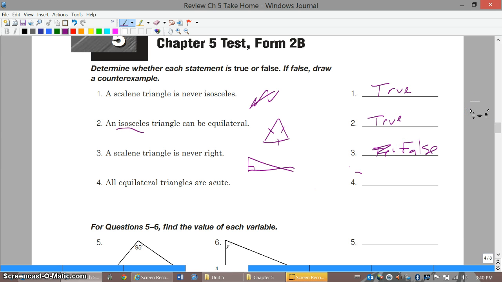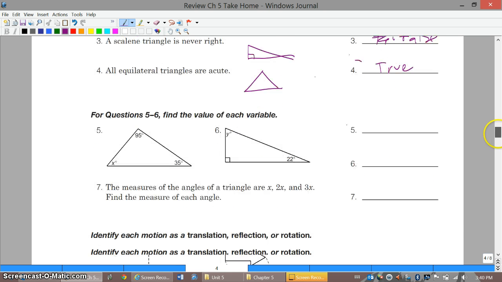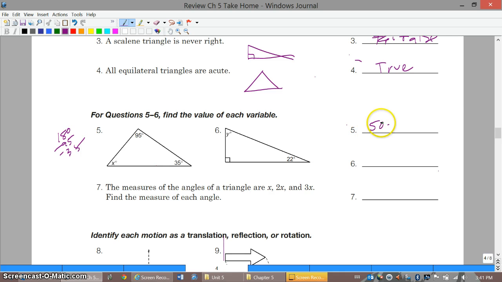All equilateral triangles are acute. All equilateral triangles have 60-degree angles, and all three of those are acute. So yes, the triangle is acute. True. Find the measure of each variable. So these three add up to 180. So I'm going to do 180 minus 95 minus 35, which is going to be 50. So x is going to be 50.